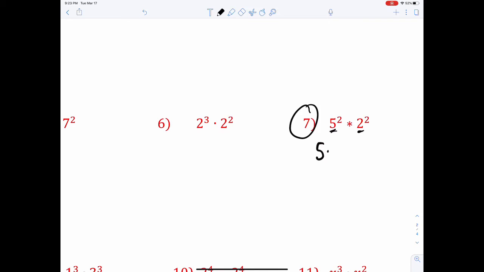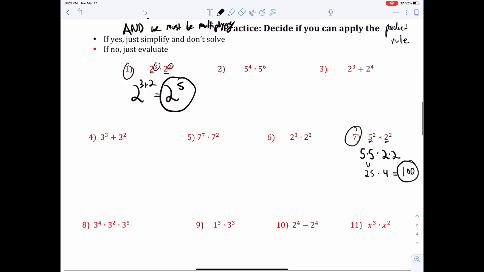So 5 squared is 5 times 5 times 2 squared, which is 2 times 2. Go ahead, solve that out. This will be 25. This will be 4. 25 times 4 is 100. So if you can't use the product rule, just solve it out normally.